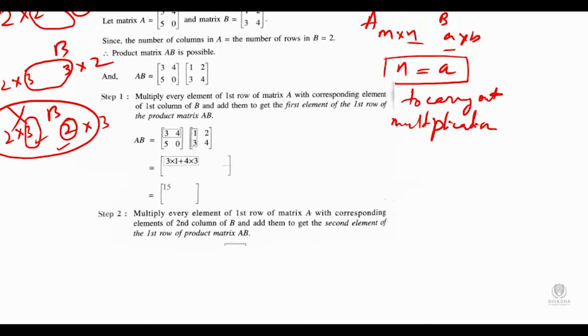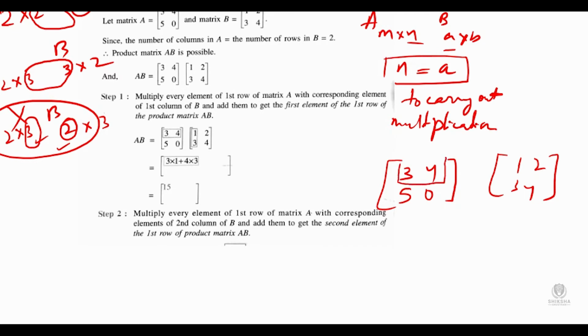Suppose a matrix is given. We are given a square matrix, like 3, 4, 5, 0, to be multiplied with 1, 2, 3, 4. So how does it operate? We need to choose the first row of the first matrix and the first column of the second matrix. We need to multiply this 3 with 1 and this 4 with 3. So 3 into 1 plus 4 into 3.